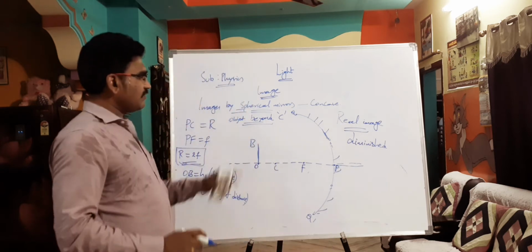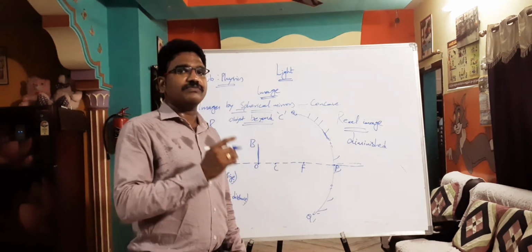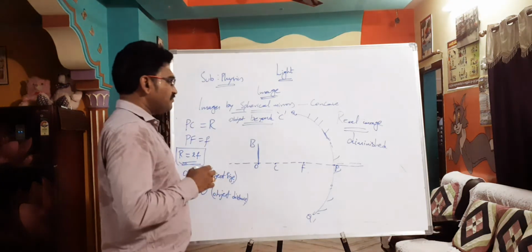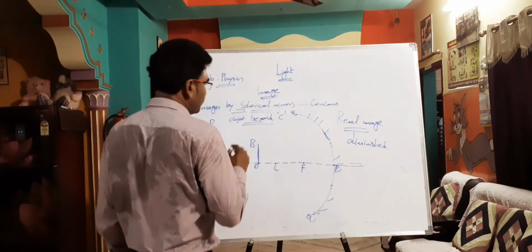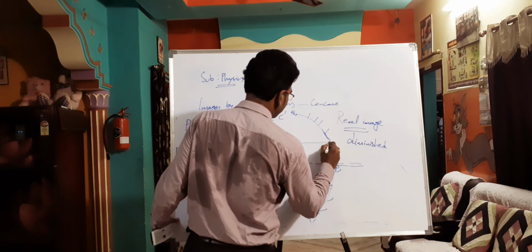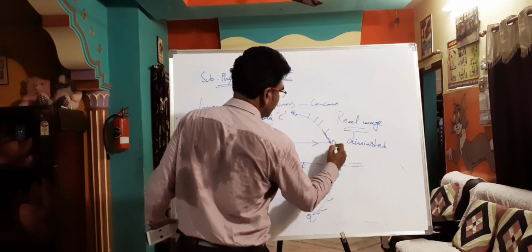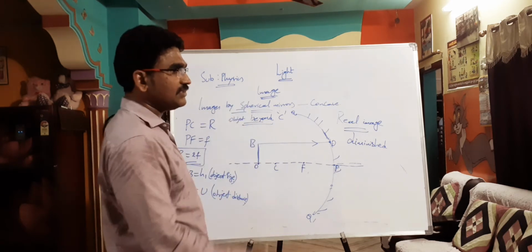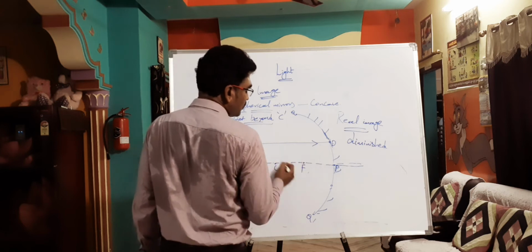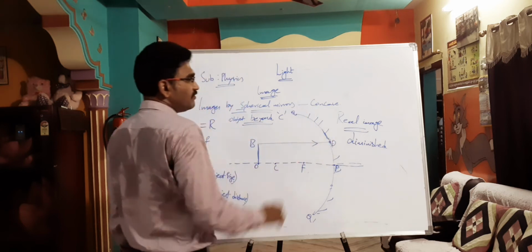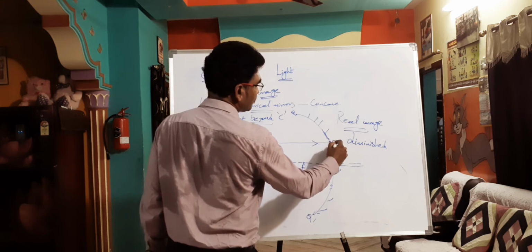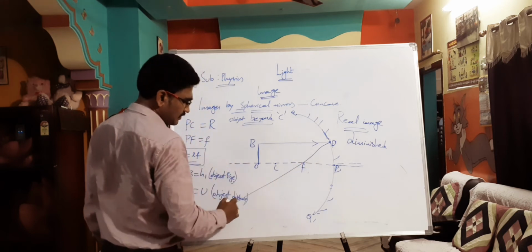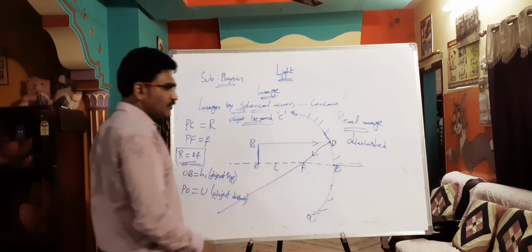Now the object is here beyond C. Then you want to know how and where the image is formed. Now you take any two rays. One ray I am taking, this is D. Now one incident ray is parallel to the principal axis, close to the principal axis, and it strikes the mirror at point D. After striking, what happens? It passes through the principal focus.